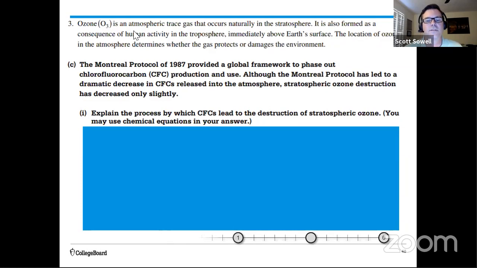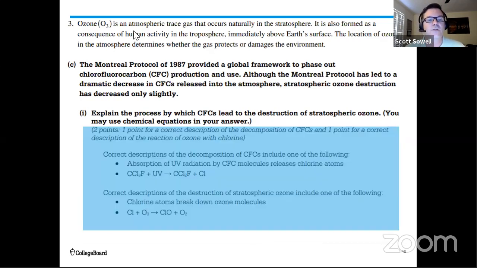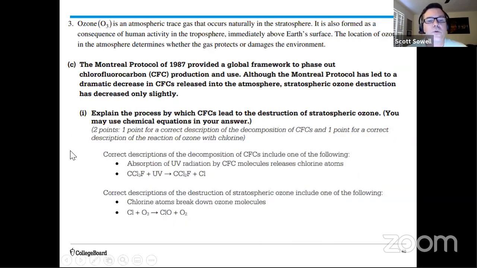Okay, take a couple more seconds. So this is a really great example of the difference between being able to identify something and explain something. You may have remembered that CFCs were involved somehow, but can you explain it? So here's what we were looking for. This is worth 2 points.